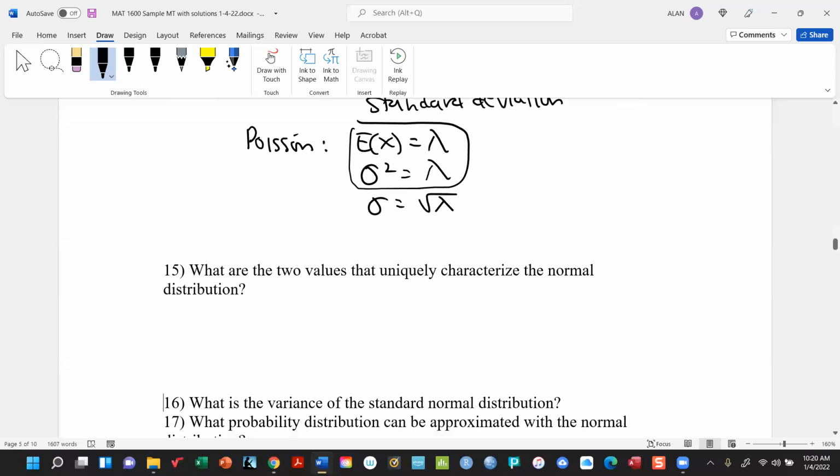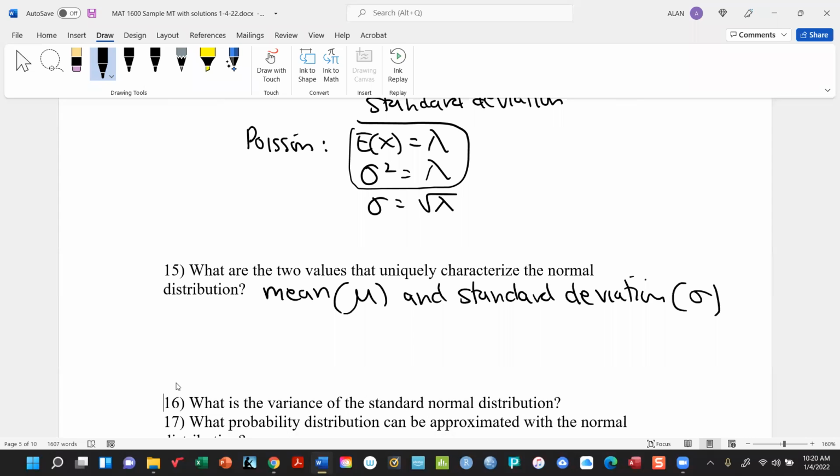Now, for the next one, the two values that uniquely characterize the normal distribution would be the mean and the standard deviation, which is sigma. That's it. That's all you need to know. Remember, we showed that when you draw graphs of the normal distribution, the mean represents the location and the standard deviation represents the shape. Okay, great.